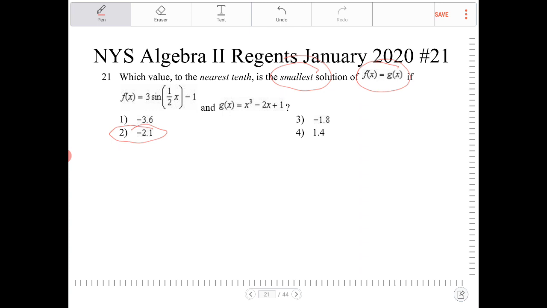So that is going to be your smallest solution, but I say smallest on a number line, more negative, right? That's the assumption that I'm operating under.